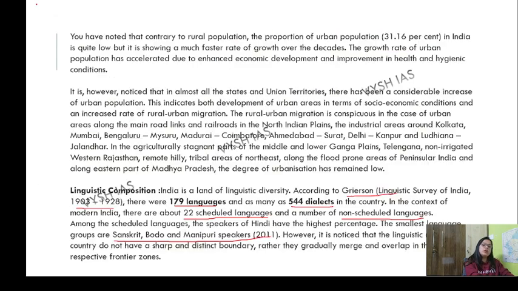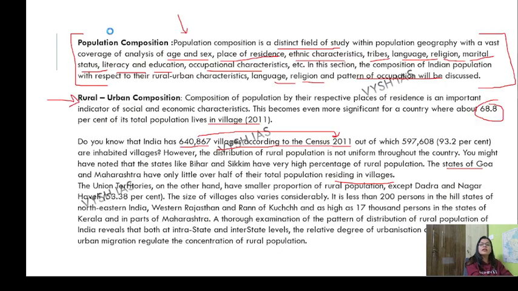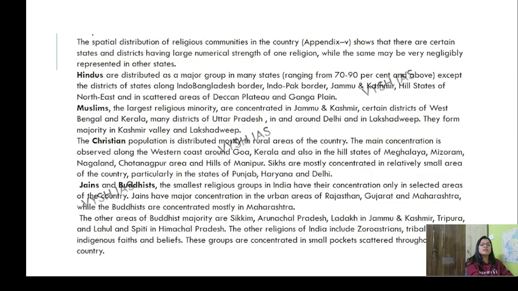Yeah, we had talked about the regional variation. Now comes the major thing in India. You must be aware of it: spatial distribution of religious varieties. Hindu, Muslim, Sikh, and Buddhist. You must be knowing the percentage of it. You know that Hindus are like 70 to 90%. Muslims are the largest religious minority, mainly concentrated in Jammu Kashmir and many districts of UP. Then come Christians, then the Jains and Buddhists.